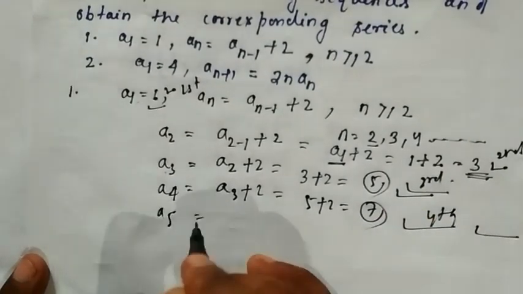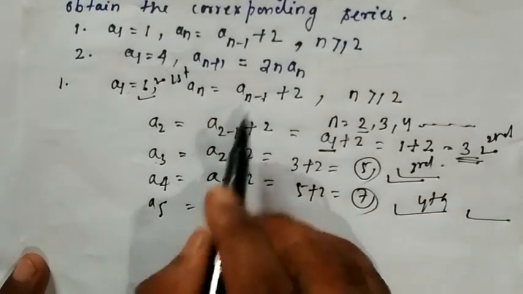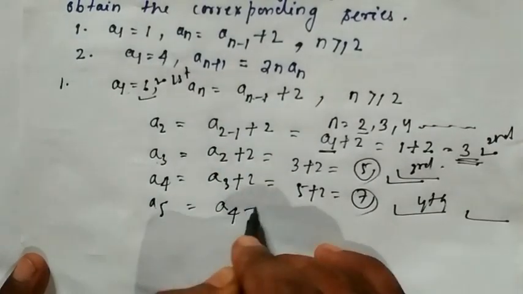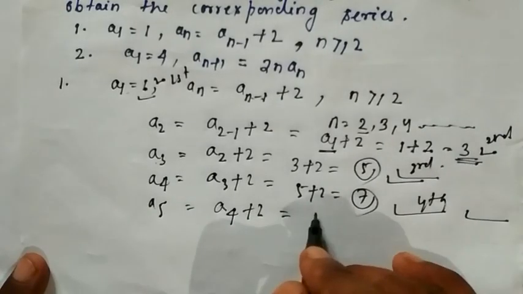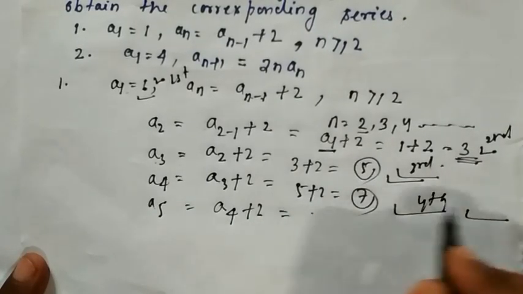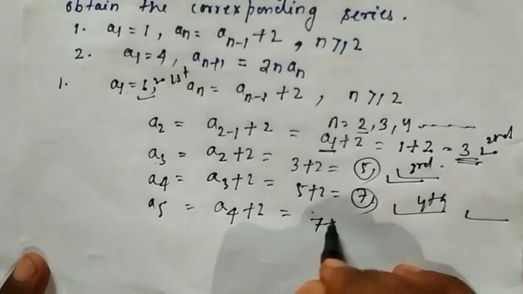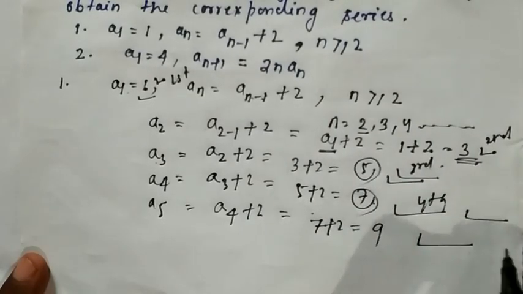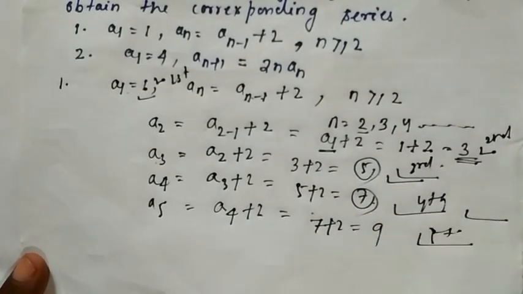Similarly, the fifth term, a5, is equal to how much? a5 is equal to a(5-1), which is a4, plus 2. Then how much do you get here? How much is a4? 7. Then 7 plus 2 is equal to 9. This is the fifth term.